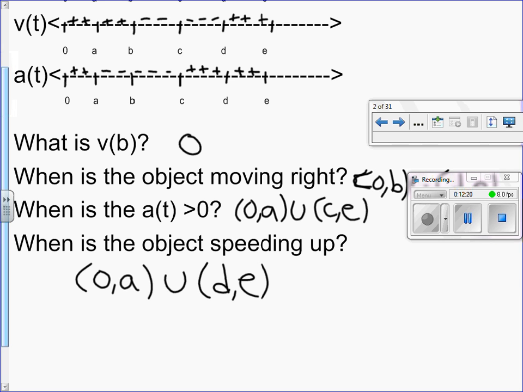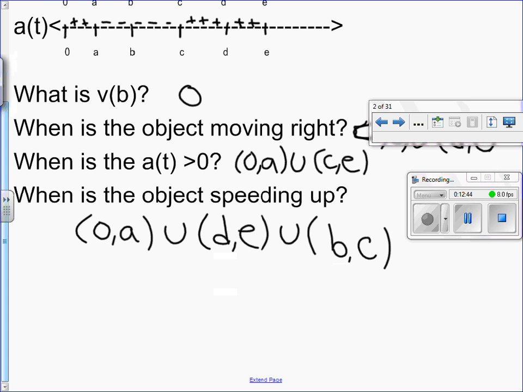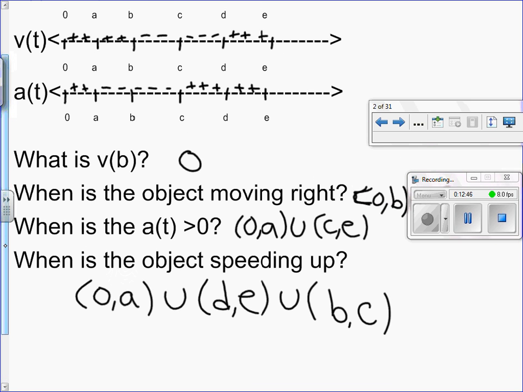Anywhere else do they have the same sign? And then B to C, very good. If they're both negative there, that would mean it's speeding up going left, but it's still speeding up. So when they're both positive, it'll be speeding up to the right, and when they're both negative, it'll be speeding up to the left. It'll be speeding up either way. So I don't have the slowing down question there? I thought I did. Okay, that's fine.